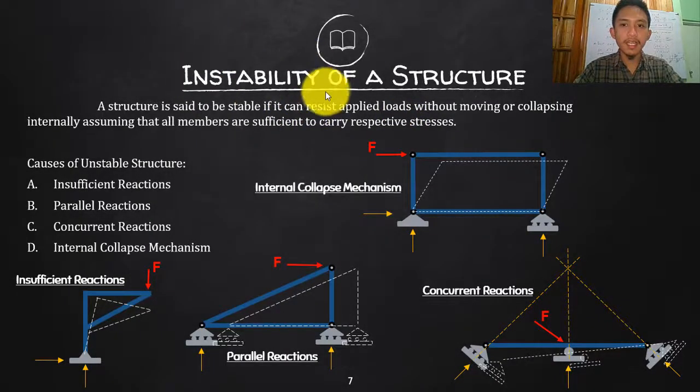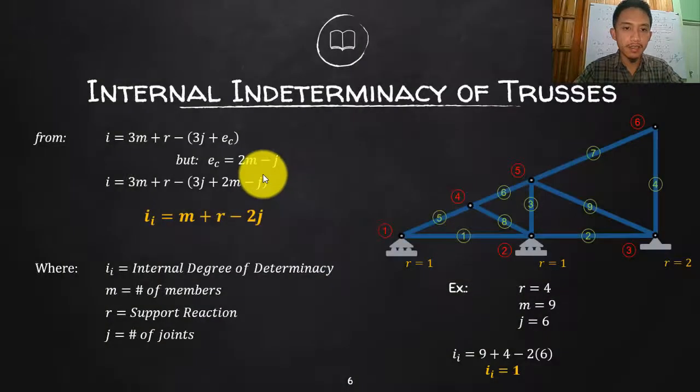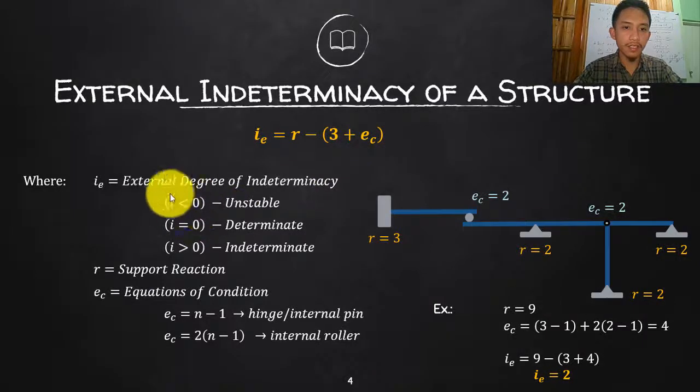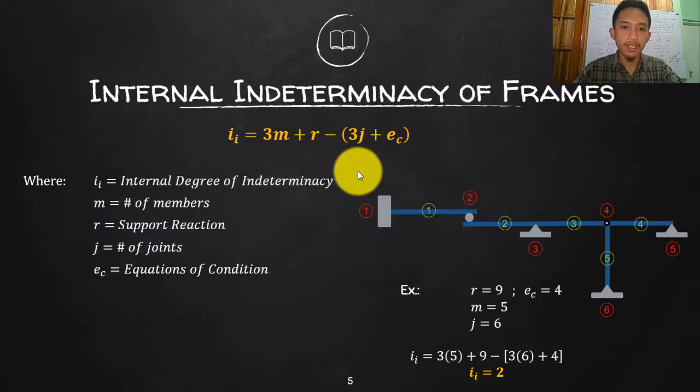Okay, so instability. We will now move on to what is unstable. We will discuss here what happens if your degree of indeterminacy or your support is less than what is required. If your external support or internal support is less than what is required. So instability. How can we say that that is unstable?